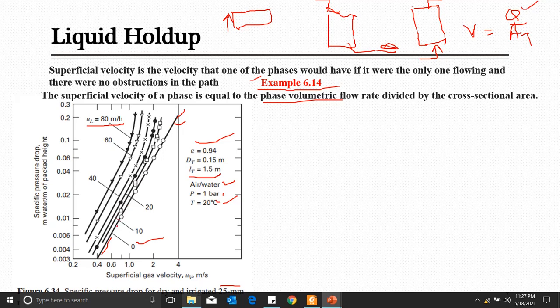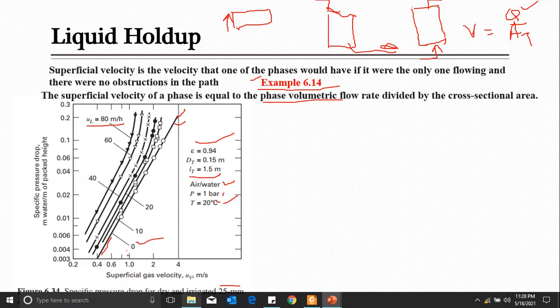Here it shows that on the x-axis, when you keep increasing the superficial gas velocity, what does this mean? It means there is no liquid and gas is passing through the column, and with time we are increasing the flow rate of the gas. When you increase it, definitely the velocity will increase. If I keep moving along this line at any velocity, I will find some pressure drop.